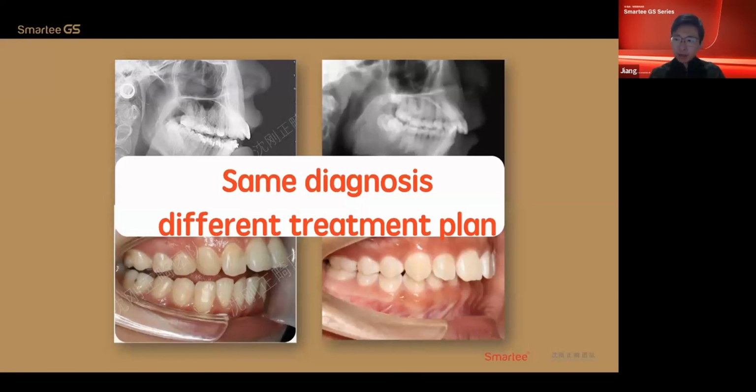So they have different etiology, and they have different treatment plans. For the first patient, maybe we should stabilize the TMJ first, and stabilize the mandible position. Then we can use vertical control to intrude the molars and correct the open bite. Besides, we can use extractions to retract the upper incisors and the lower incisors in order to get a better profile. But for the second patient, we may not use extractions. Maybe we should advance the mandible. So they have different treatment plans.